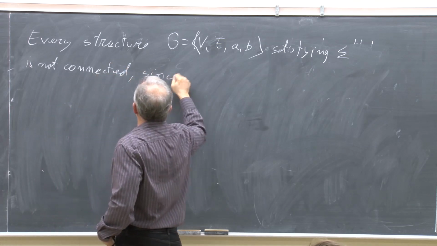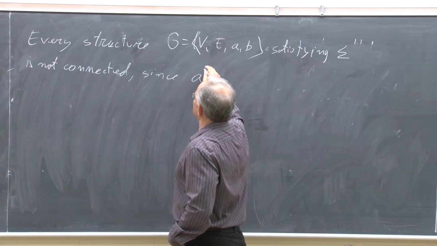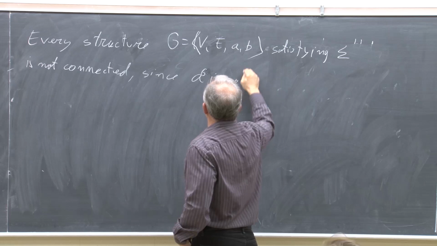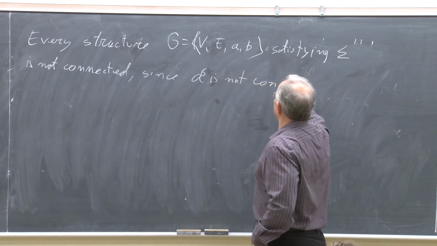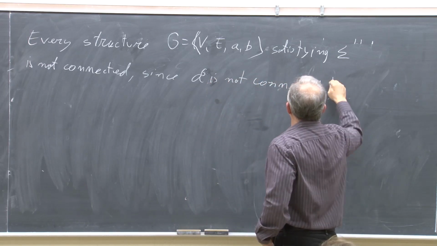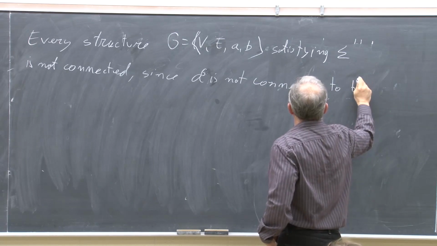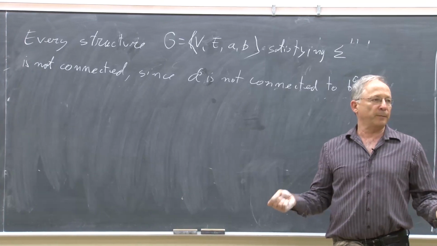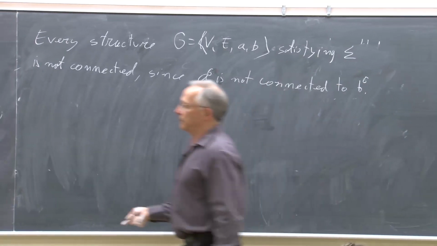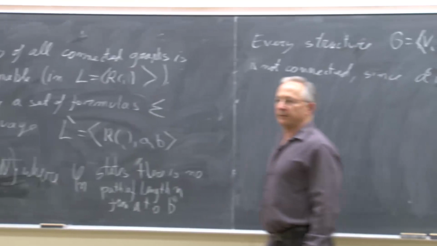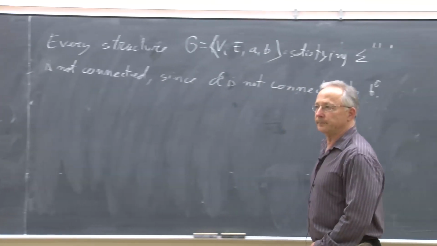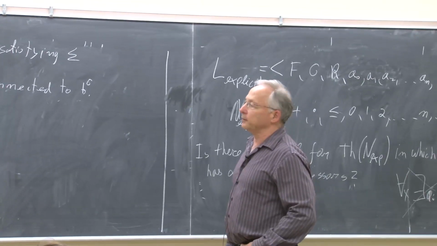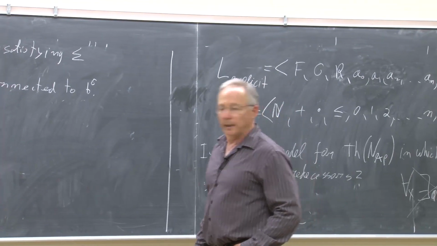Since A in this structure is not connected to B in this structure. For every, if there was a path, this path would have been of some length n. But phi n states there is no path of length n between these two. So every structure for this sigma is not connected.